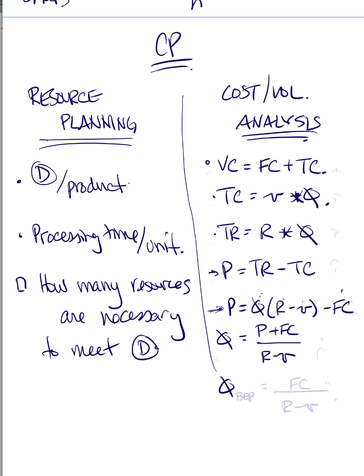And then we also talked about the quantity of the break-even point, which is at what quantity do we need to make to just break even, which is P plus FC all over revenue minus variable cost. Because break-even point means we're making no profit, we can just wipe that out, and so we are left with fixed cost over revenue minus variable costs. So these formulas should all be on your cheat sheet.